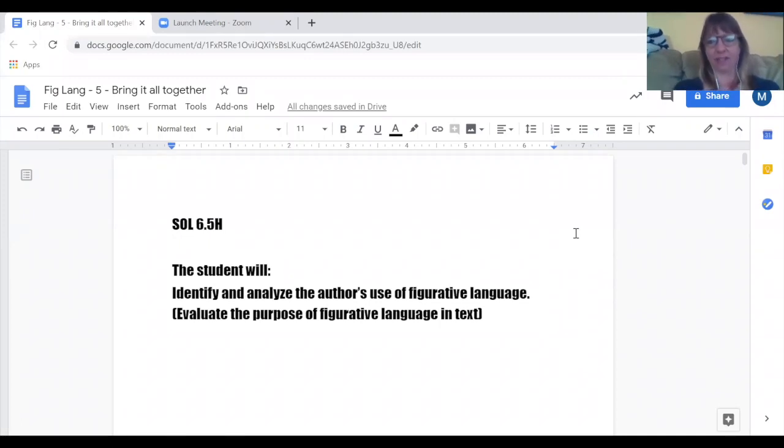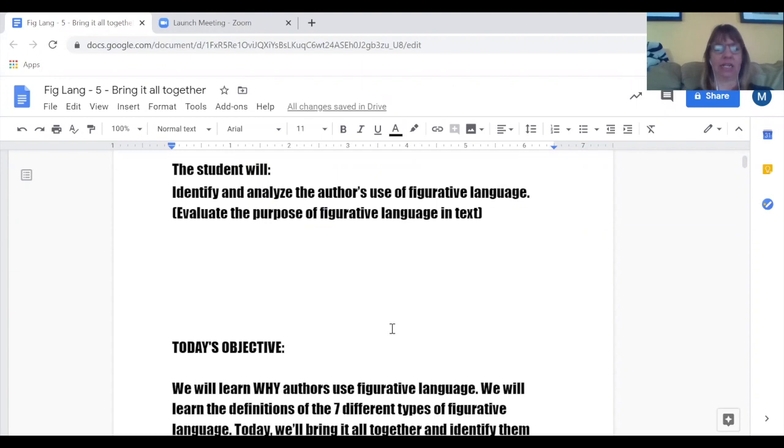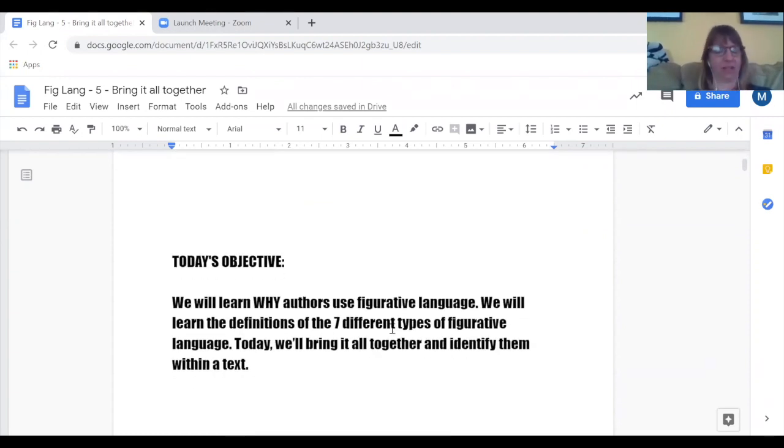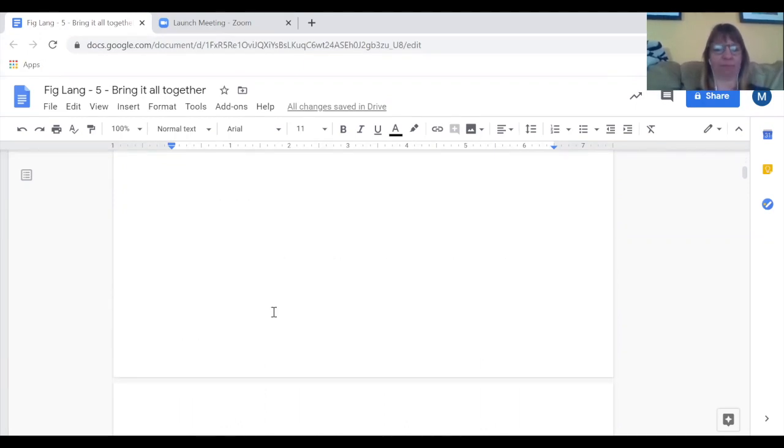Hey everybody, it is our last time together this week on our unit on figurative language. Again, we've been exploring SOL 6.5H, in which you are identifying and analyzing an author's use of figurative language in a text. Today, we're going to talk again as a big review why authors use figurative language, what are the seven different types of figurative language, and we're going to bring them all together, all seven today, and see if we can identify them within a text.